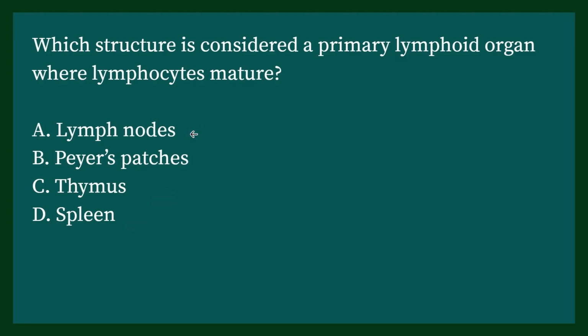Lymph nodes is what filters lymph and gets the microbes out of our lymph. Peyer's patches are in our small intestines, and they filter. They're kind of like lymph nodes that live in the small intestines, filtering pathogens and anything that we don't want in our bodies. The thymus. There's only one thing that the thymus does, and that is creating or maturing our T cells. And then our spleen is for filtering blood, and it has lymphocytes in it as well. So I'm going to go with C.